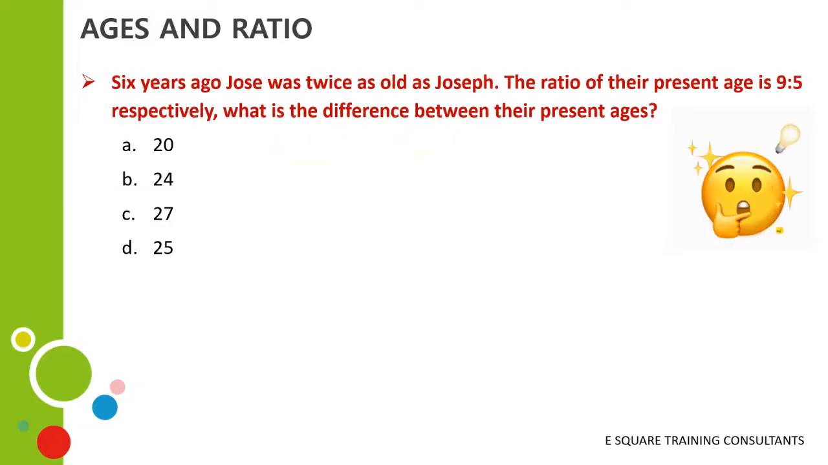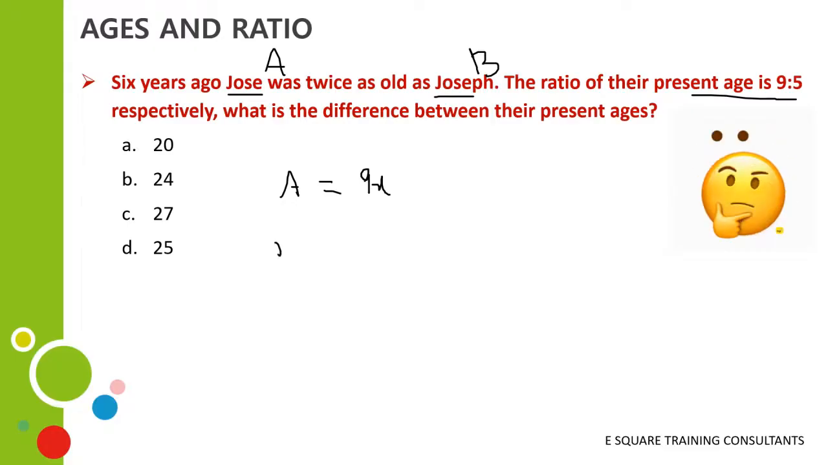Moving over to the next question. 6 years ago, Jose was twice as old as Joseph. So let us take the present age of Jose as A and the present age of Joseph as B. So here it is given that the ratio of their present ages is 9:5. So let us take A is equal to 9x, that is the present age of Jose is 9x, and the present age of Joseph is 5x.